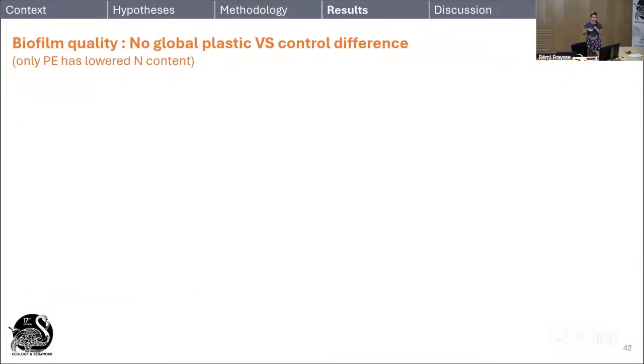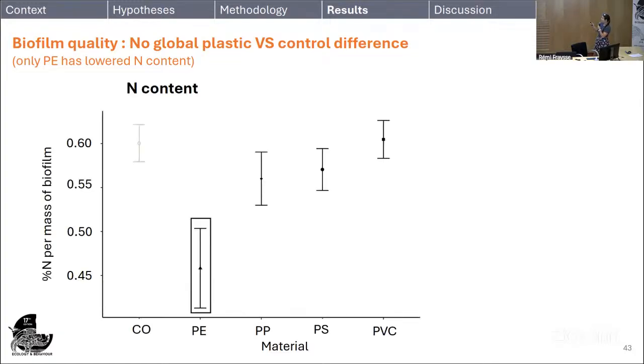So the first thing I want to show you is regarding the biofilm quality. We didn't have a real global plastic versus control difference for this parameter. Only the polyethylene had a lower nitrogen content. So here I'm going to show you the figure. You have the nitrogen percent per mass of biofilm, and you can see that the control is on the left in beige and the plastics are on the right in black.